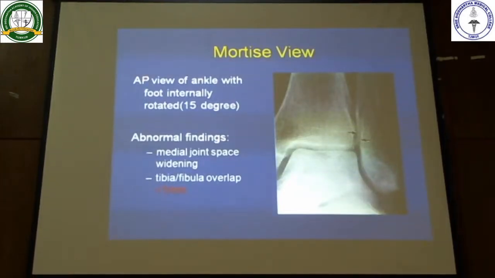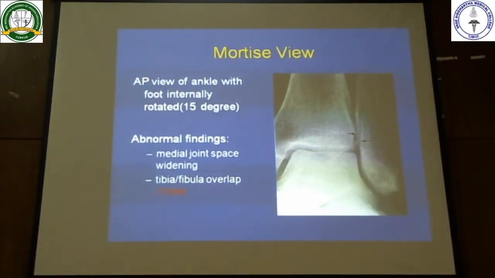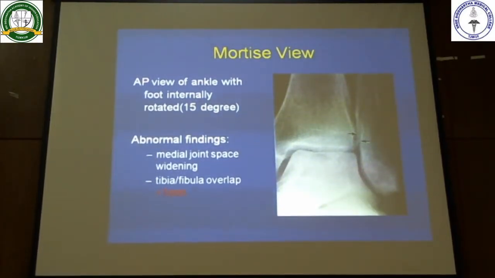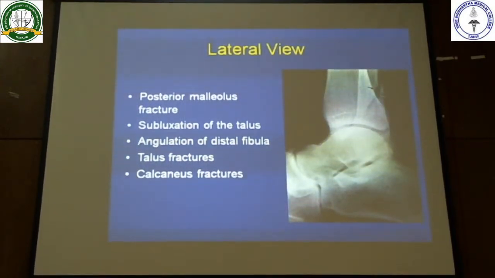In a Mortise view, it's nothing but an AP view with the foot internally rotated to about 15 degrees. So you take a normal AP view but with the foot in internal rotation to about 15 degrees, then you call it a Mortise view. So what are the abnormal findings here? You can look for medial joint space widening or the tibia-fibula overlap. Just remember some points if you want, that's all for academic interest. That's exactly what is special about the Mortise view and the things you check for in it. In the lateral view, obviously, there are things like the posterior malleolus.